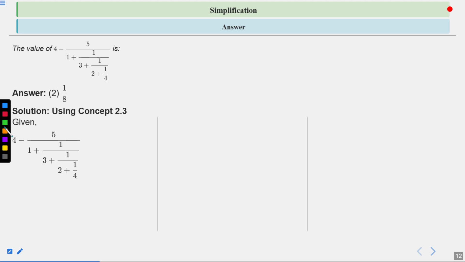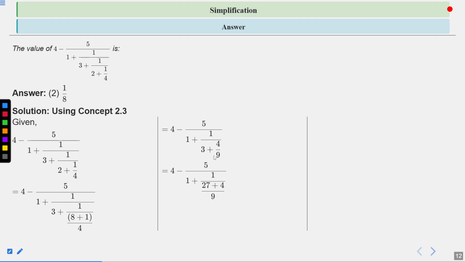We start from the last part. When we simplify it, we take the LCM of 1 and 4 and simplify it. So we get (4 minus 5) upon 1 plus 1 upon 3 plus 1 upon 2 plus 1 upon 4. Now we get (4 minus 5) upon 1 plus 1 upon 3 plus 4 by 9. Now we again take the LCM of 1 and 9, we get LCM 9. So 9 threes are 27 plus 4, so we get 31. So we get (4 minus 5) upon 1 plus 1 upon 27 plus 4 upon 9.